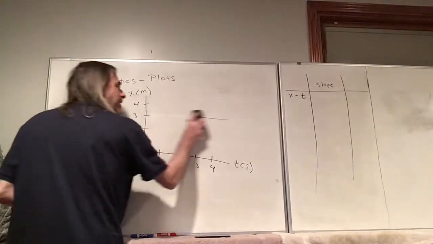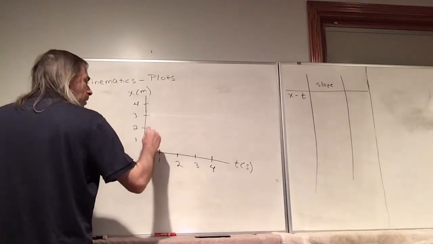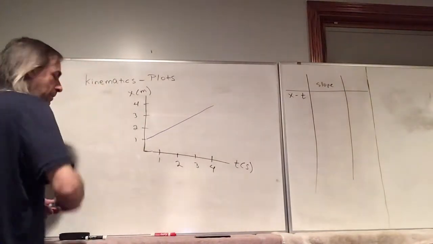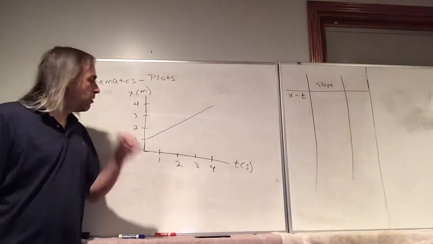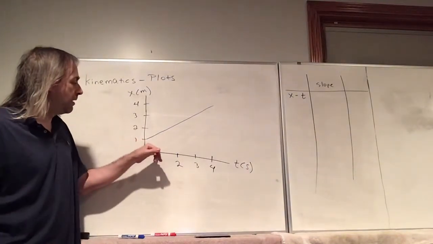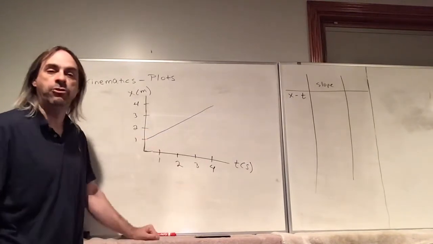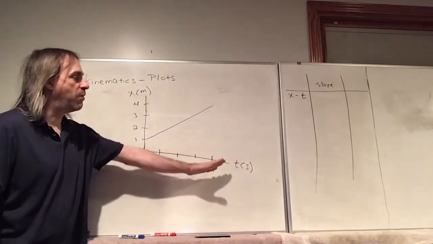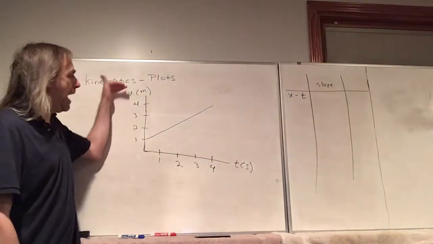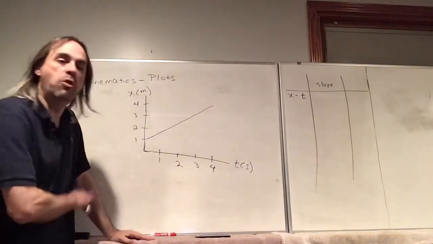But let's look at a different example. Let's say we have a plot like this. So now at t equals 0, it's at 1 meter. But then you look at a different time. Now its x coordinate has increased. So this is an object that is moving in the positive direction. As time increases, x increases. It keeps getting farther away from the origin. And so it's moving in one direction.